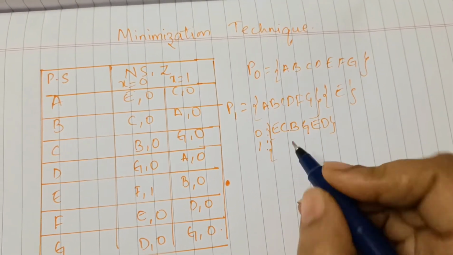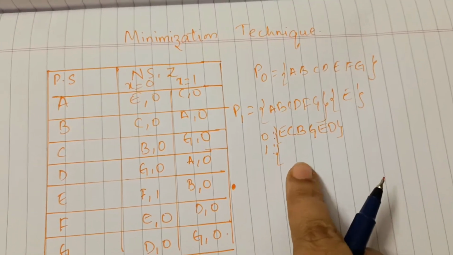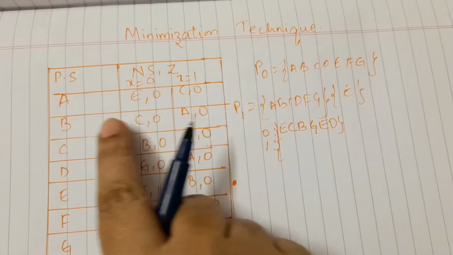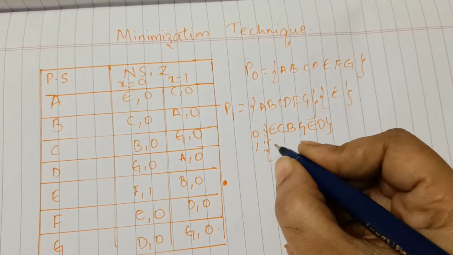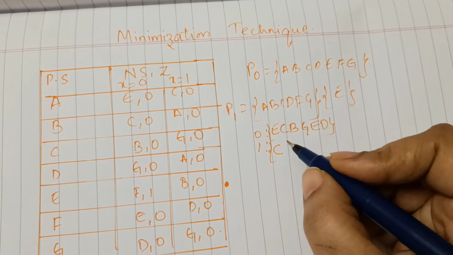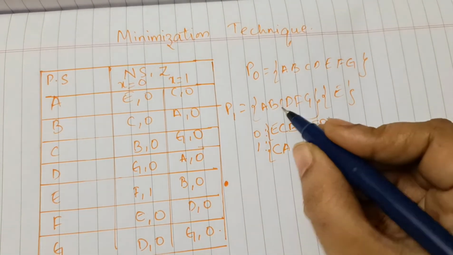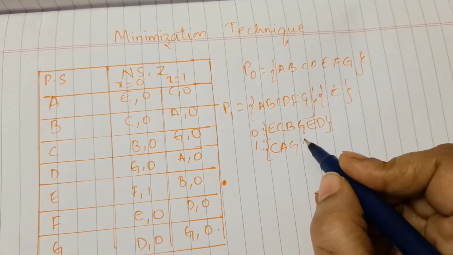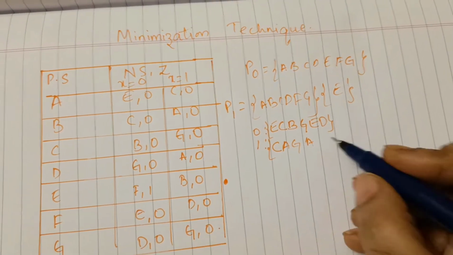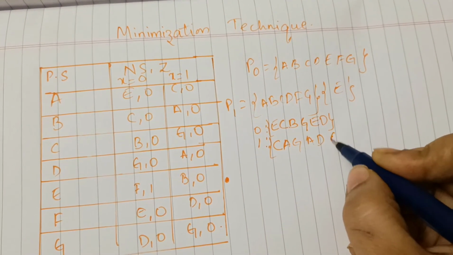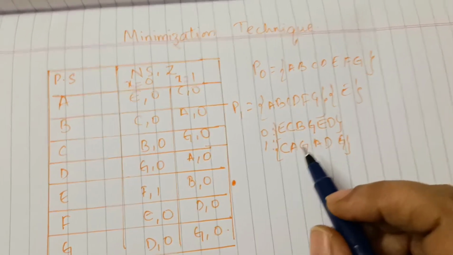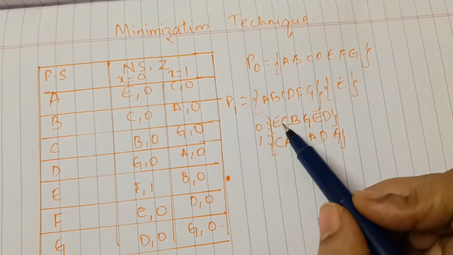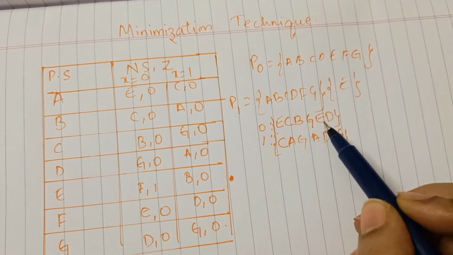For 1, first let me write, then we'll see. For 1, A becomes C. B becomes A. For C, it becomes G. D becomes A. E, no need. F is D. And G is G. Now see, E, C, B, E, E, D.